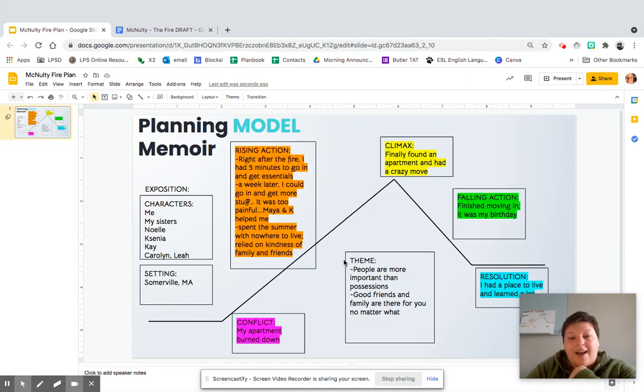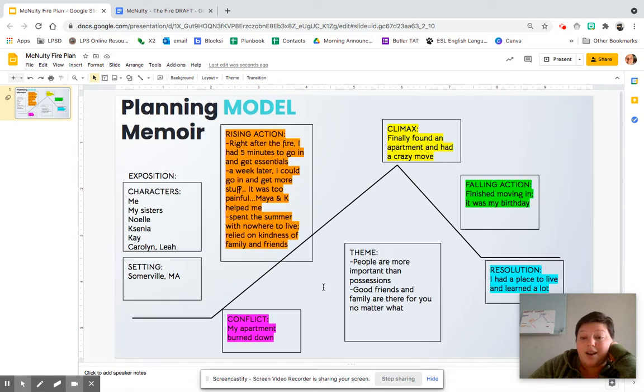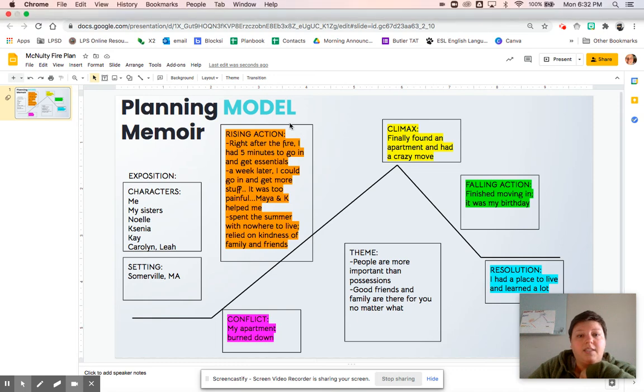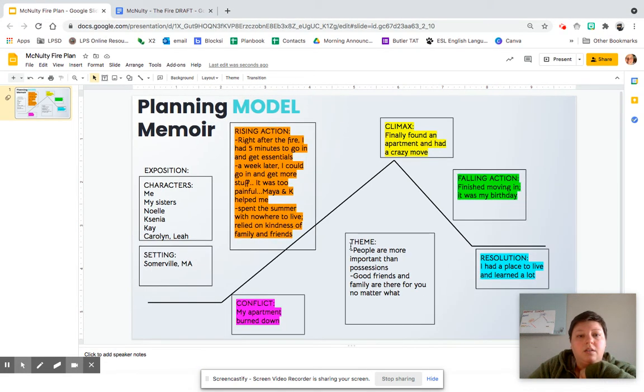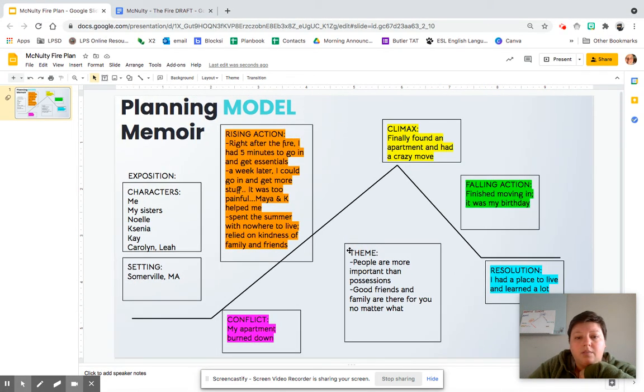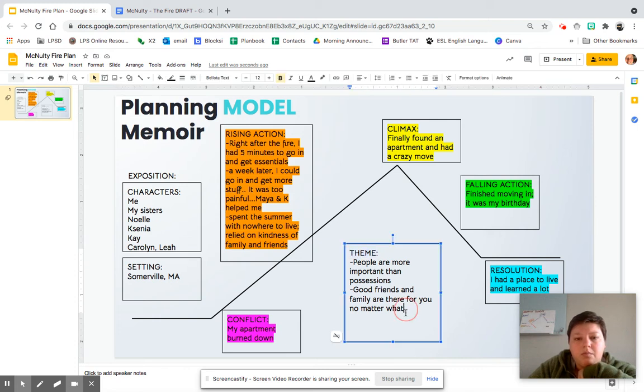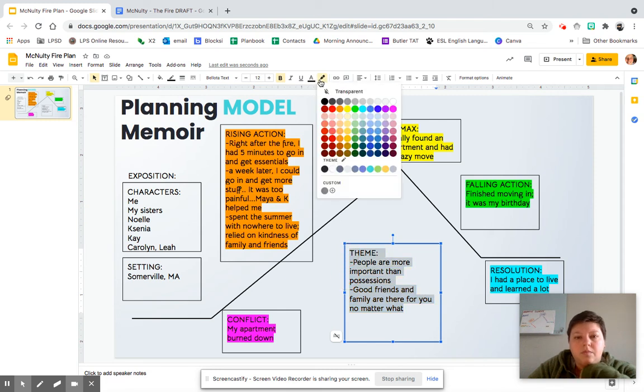Ah, the theme. The themes that I thought I might include are that people are more important than possessions and that good friends and family are there for you no matter what. So let's see. I don't know why this is moving all over the place. Highlight that in purple.